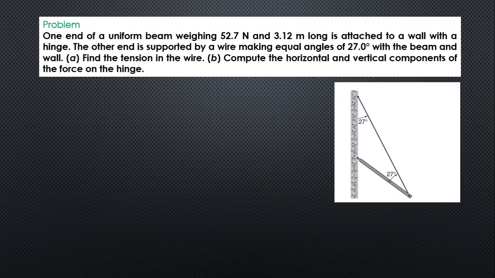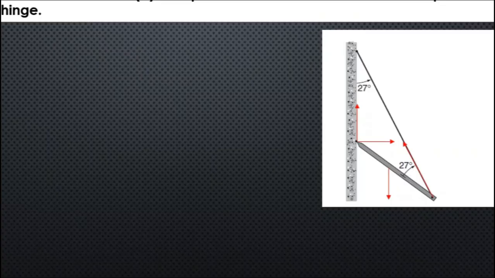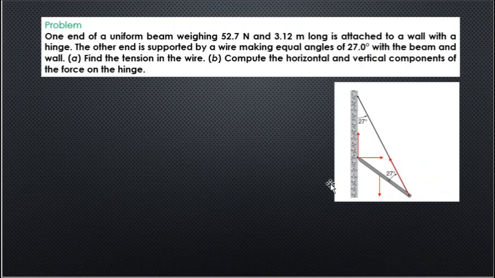Now, let's move towards the solution of that problem. First of all, we will make a free body diagram showing all the forces acting on this uniform beam weighing 52.7 Newton and having length of 3.12 meter. These are the four forces which would act on this uniform beam of weight 52.7 Newton. Now let's name these forces shown in that figure.